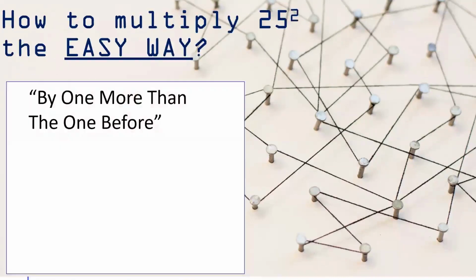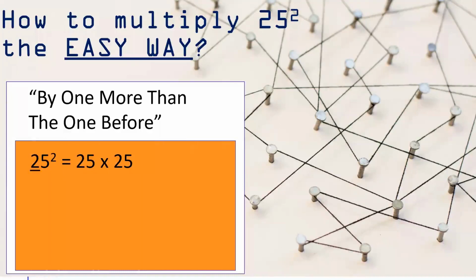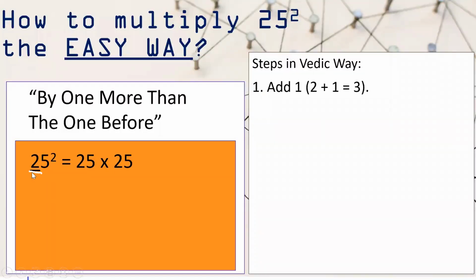Just quickly, I will teach you how to multiply 25 squared the easy way. So we have the rule here: by 1 more than the one before. It means that we are looking at the tens digit or the base digit of our figure. For example, 25 squared means 25 and 25. And what we're going to do is to look at our tens digit. So we are going to add 1 to our tens digit. We are looking at the digit after 2, and that is 3. And 2 plus 1 is 3. So the number before is 2 and the number after is 3.